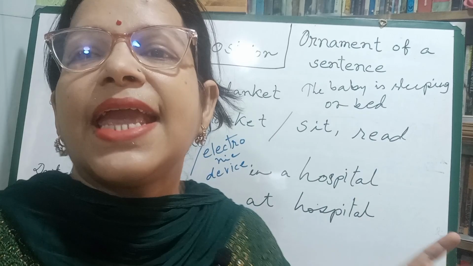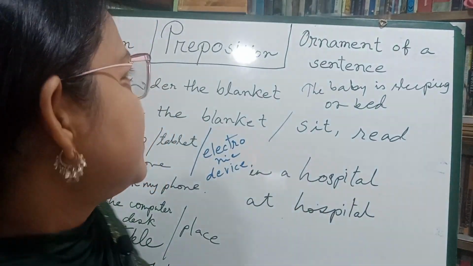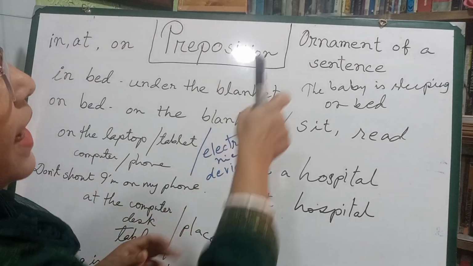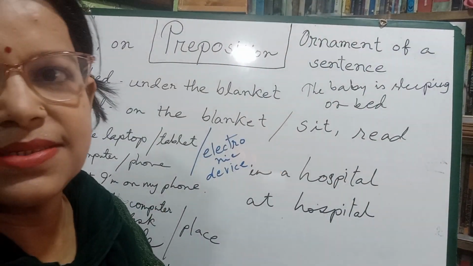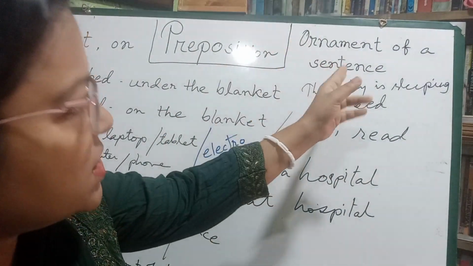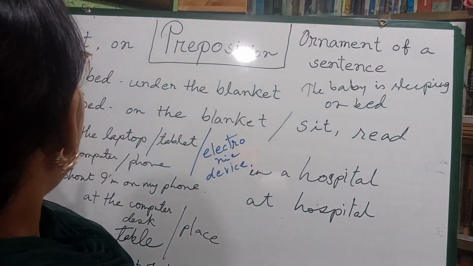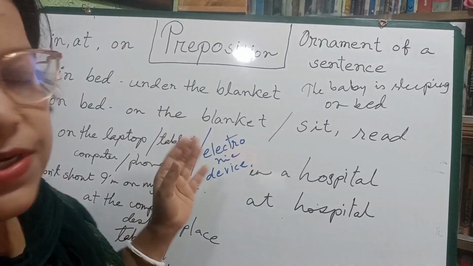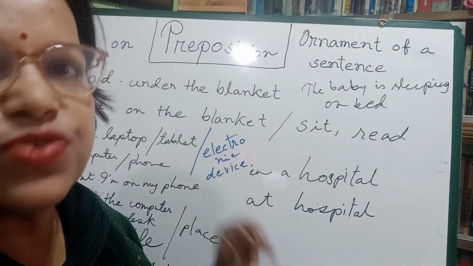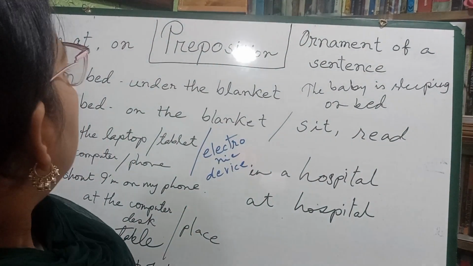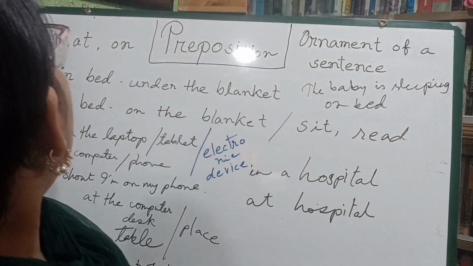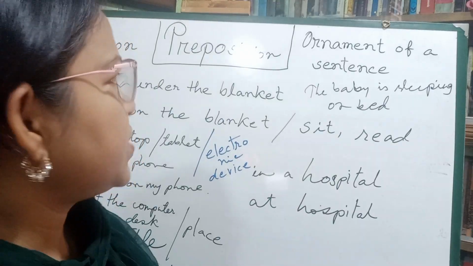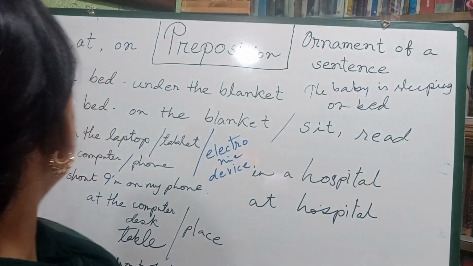Our today's lesson is on prepositions. What is a preposition? A preposition is an ornament of a sentence. There are about 150 prepositions in English grammar. Today we'll discuss three prepositions: in, at, on. Okay, let's get started.